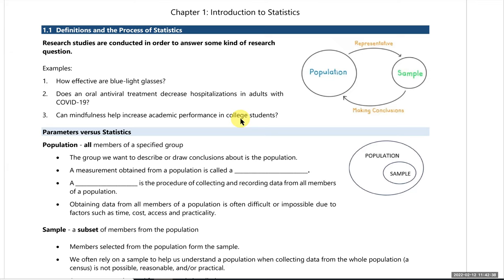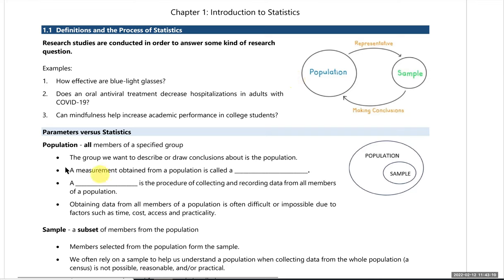So basically what we're looking at in this case, our population would be all members of a specific group. In this case, it would be all college students. Well, if I'm going to do a study, it would be really hard to recruit every single college student in the world. That's not gonna happen. That's a heck of a lot of students. And how would you ever get everybody to participate? But that's who I'm interested in. So your population is everybody in a group of interest, like all college students.